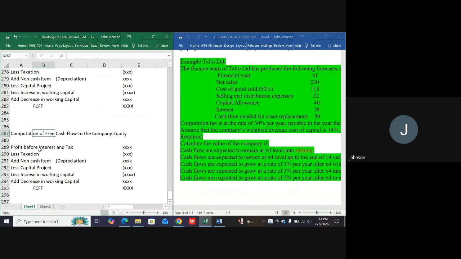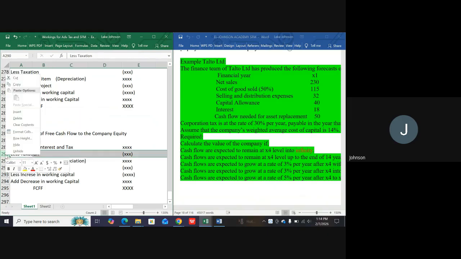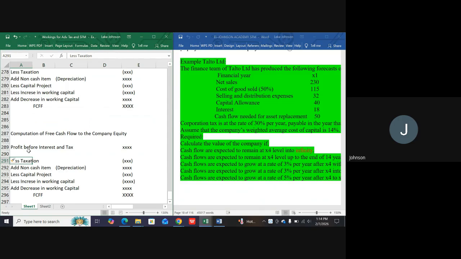So let's check what we change. We can start with our profit before interest and tax. The next thing we're going to do is, the first thing we're going to do, because we only want to get free cash flows to only the equity holders, it means that we want to pay off the debt holders. So we are going to less our interest from here, less interest. When we less our interest, okay, it's going to be in brackets.